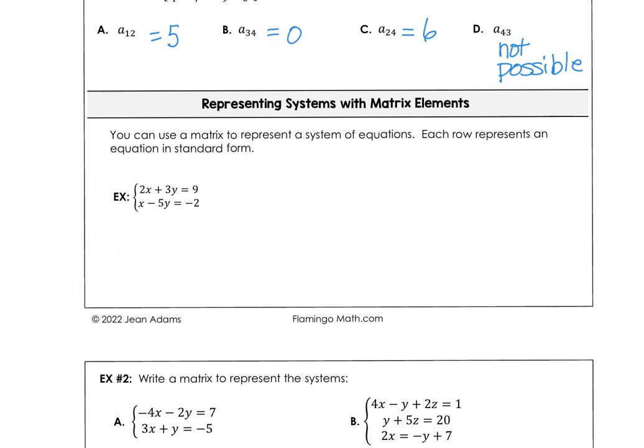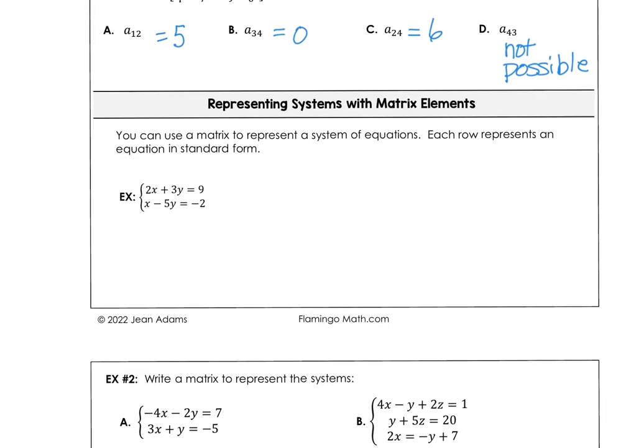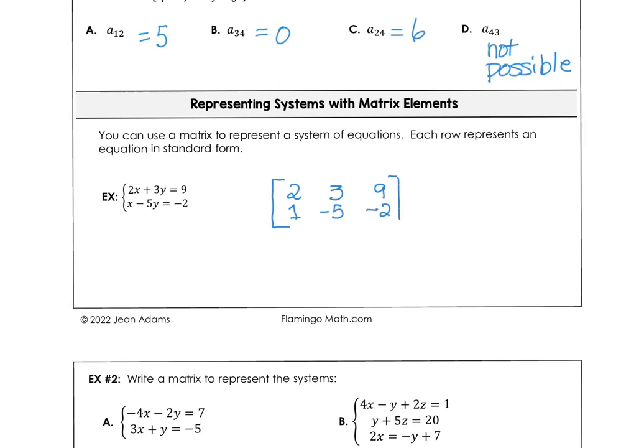Each row represents an equation in standard form. So here in rewriting this system of equations, we could make our brackets, and row 1 would be the elements 2, 3, and 9. Row 2 would be the elements 1, -5, and -2. So you can see how the system is related to the matrix. Now normally where the equal signs are, you'll see a vertical line there to denote this is the break in the system.